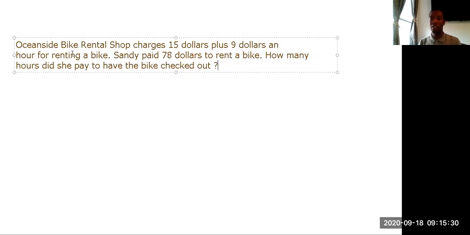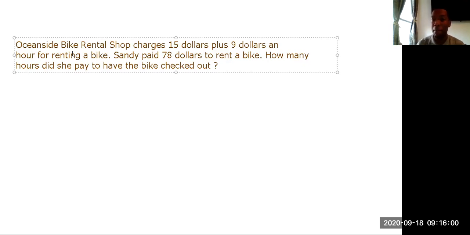Oceanside Bike Rental Shop, that's just a regular store, and they rent bicycles to people, all right? Oceanside Bike Rental Shop charges $15 plus $9 an hour for renting a bike. So if you're going to the store to rent a bike, they're gonna try to charge you $9 for every hour that you have it, and then they're gonna add $15 to it.